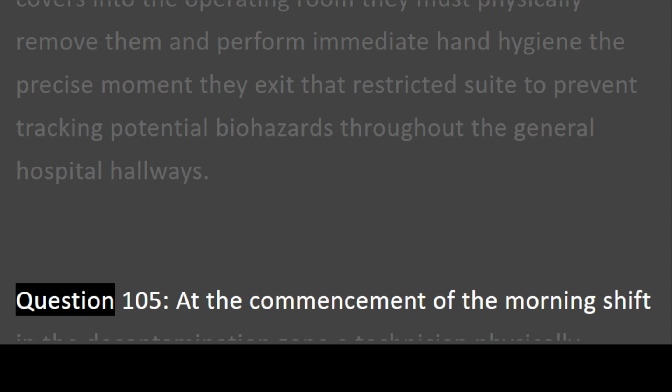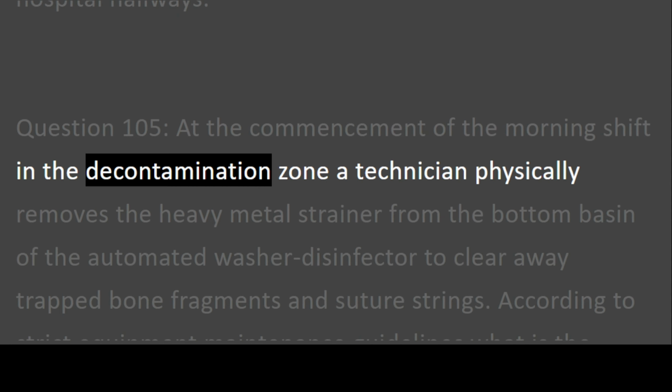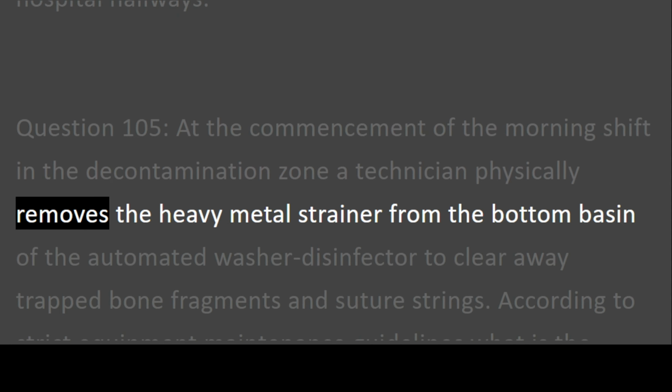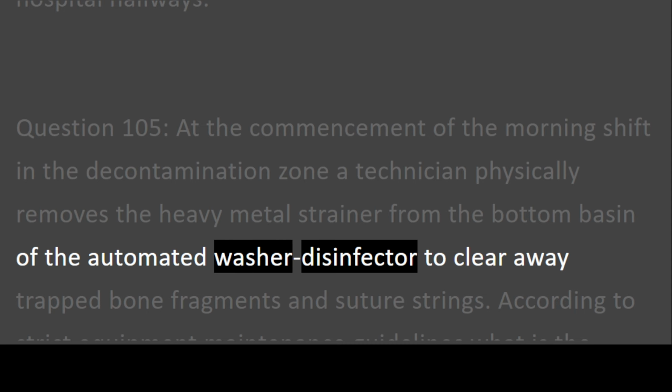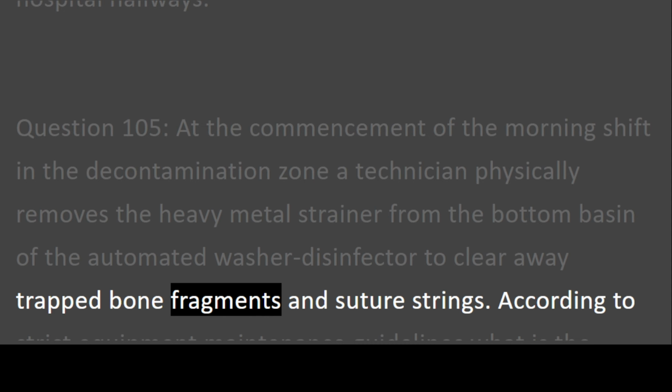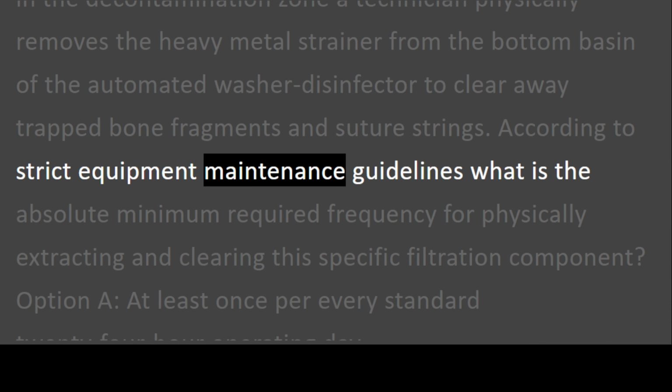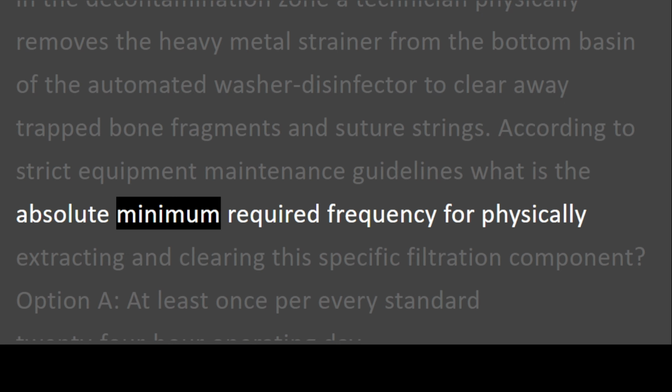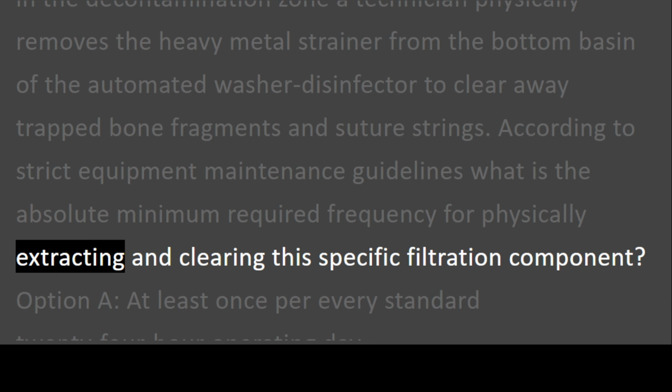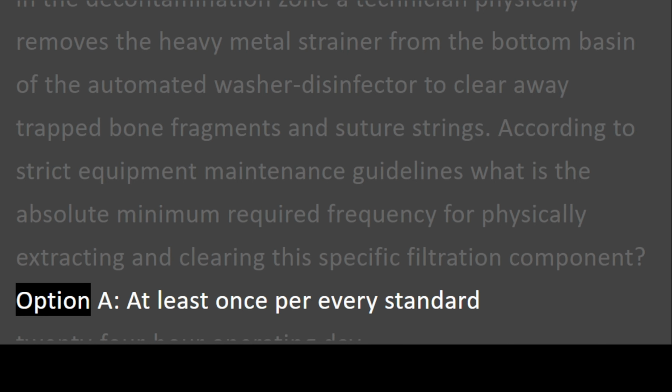Question 105. At the commencement of the morning shift in the decontamination zone, a technician physically removes the heavy metal strainer from the bottom basin of the automated washer disinfector to clear away trapped bone fragments and suture strings. According to strict equipment maintenance guidelines, what is the absolute minimum required frequency for physically extracting and clearing the specific filtration component?